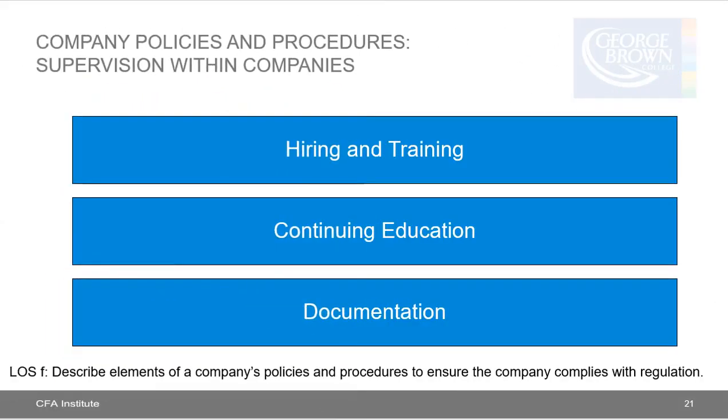Now we're looking at company policies and procedures with regards to supervision within companies. So there are 3 categories here: hiring and training, continuing education, and documentation.